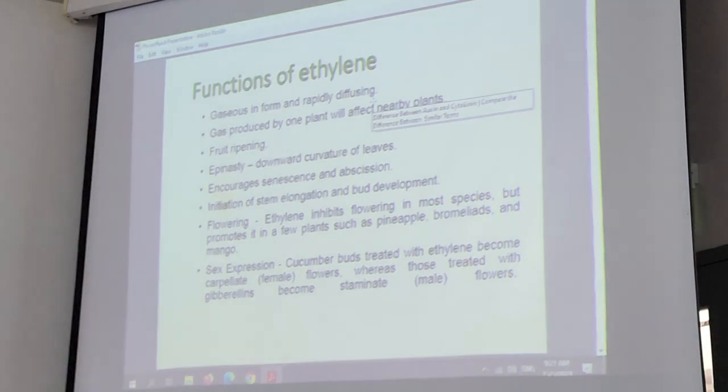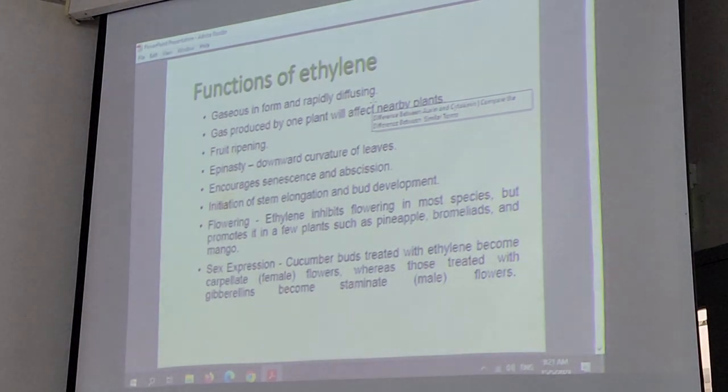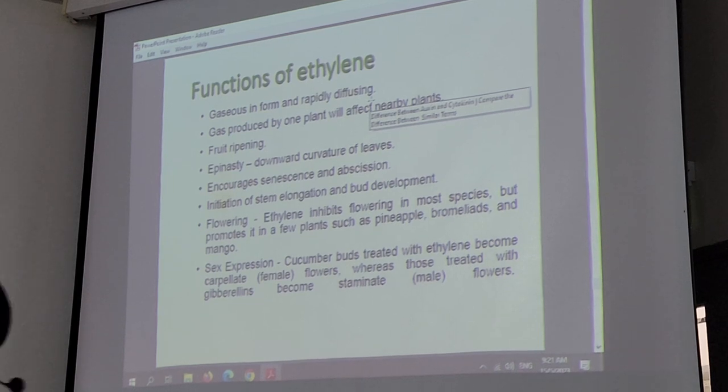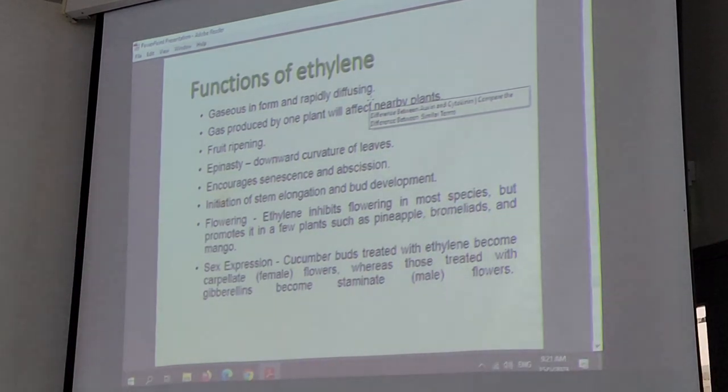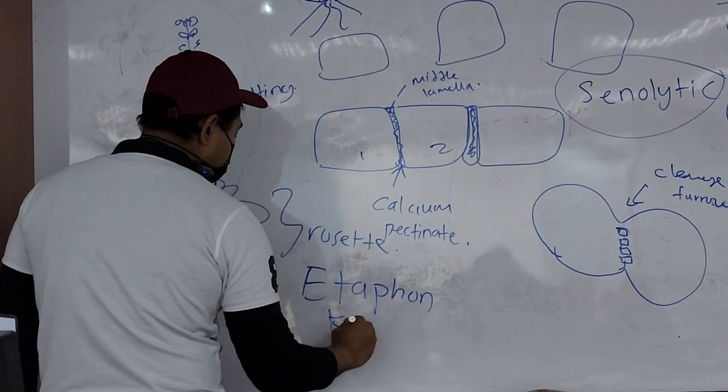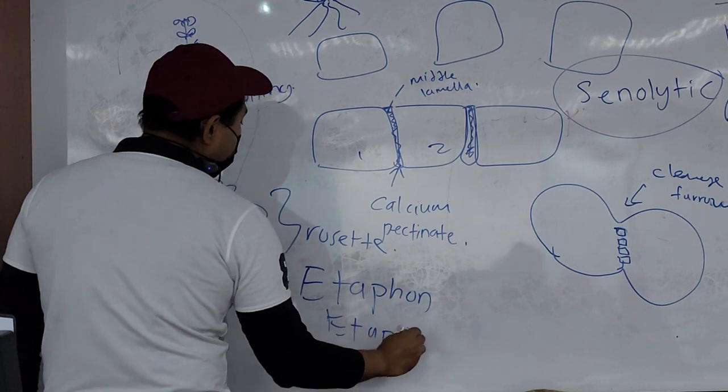So the effect on flowering depends on the species. Sometimes it represses, sometimes it promotes. So the good example for this is ethylene used in the pineapple industry. Okay. So the special ethylene form is called ethephon. I'm not sure how to spell it actually. I think, oh, like this. Anyway, you can buy it from Shopee.